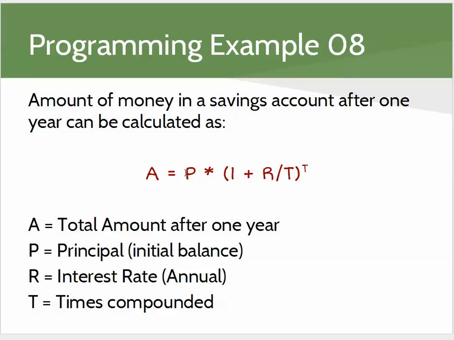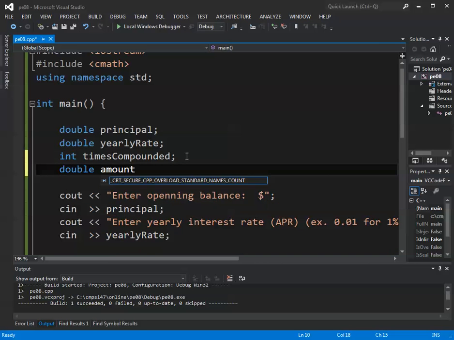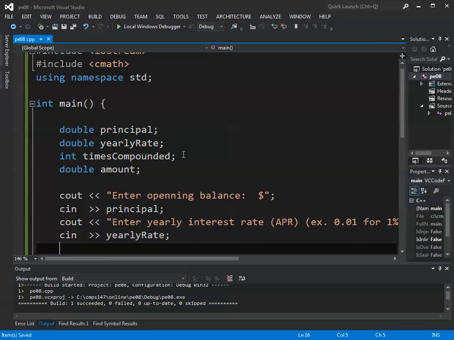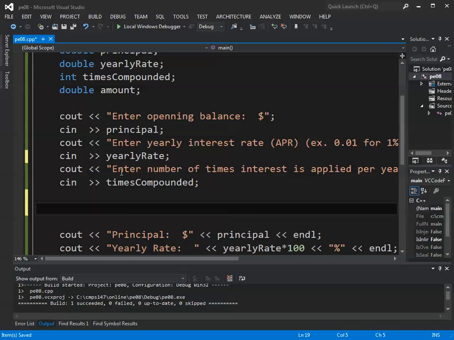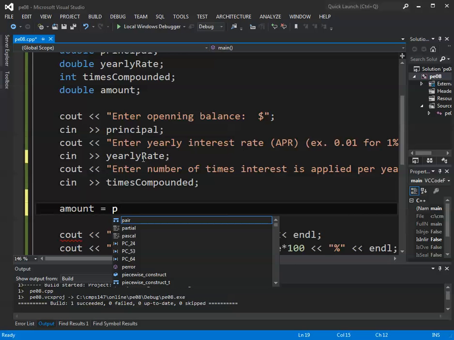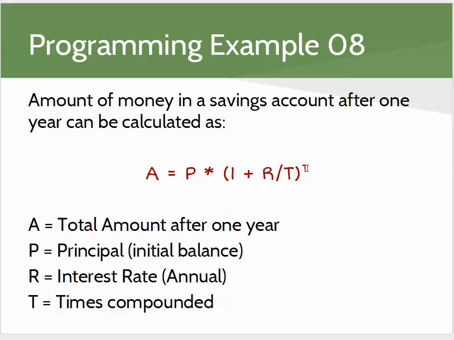So A equals principal times 1 plus the rate divided by t to the power of t. So we'll have an amount. Remember, we can't actually in the code calculate anything until we already get our inputs. If our calculation depends on our inputs, which most of the times it does, we need our inputs first. And that's just going to be principal times 1 plus the rate over t raised to the t power.